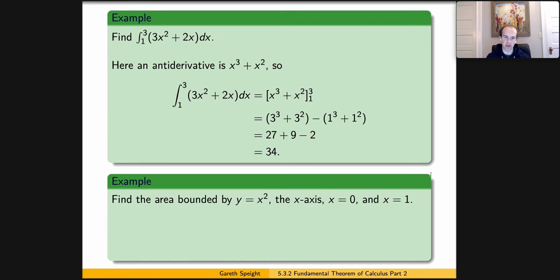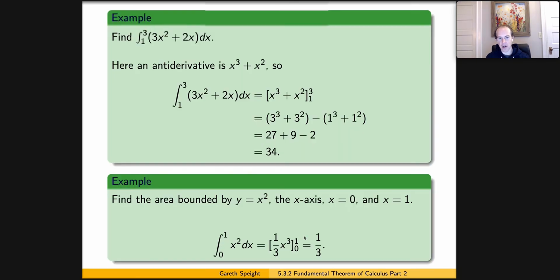Okay, here is another problem, the kind of typical problem we did before when we first studied areas and integrals. Find the area bounded by y equals x squared, the x-axis, x equals 0 and x equals 1. And we worked through this using limits of Riemann sums and so on. So let's see how we can do this using FTC part 2.